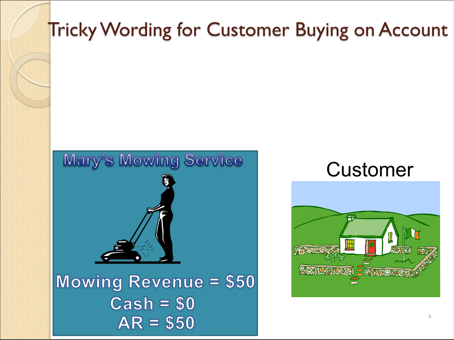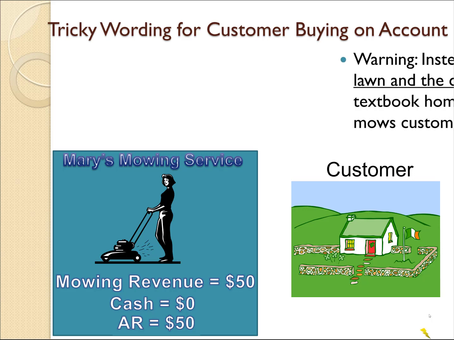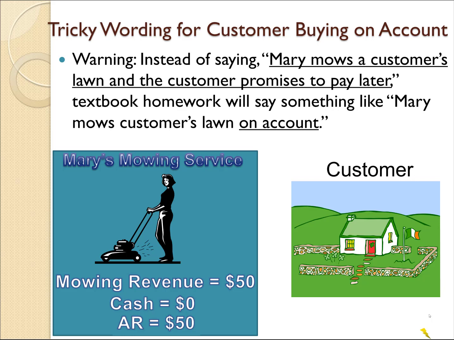So here's where the tricky wording comes in. Your textbook sometimes does not make it easy on you. Instead of saying, Mary mows a customer's lawn and the customer promises to pay later, which is easy to understand, your textbook will instead say something like, Mary mows the customer's lawn on account. So if it says Mary mows a customer's lawn on account, you need to know that the customer is agreeing to pay later. So no cash is being received by Mary now.